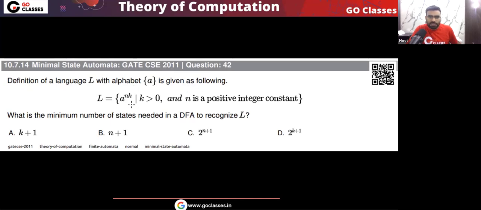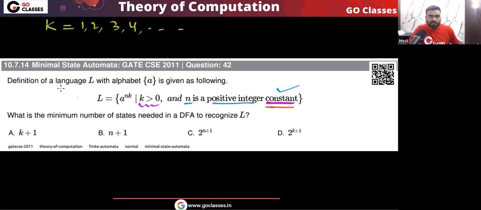L is the set of strings a power nk where k is greater than 0 and n is a positive integer constant. Remember what is n? k is greater than 0, which means for k you can take 1, 2, 3, 4 and so on. Now what is n? n is a positive integer constant. Remember, n is a constant, you have to take a constant value.